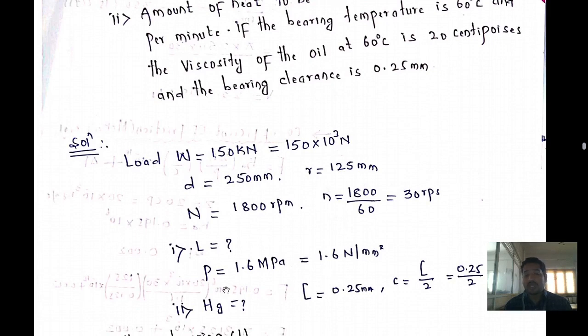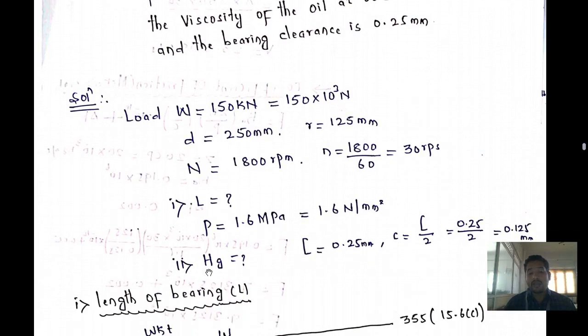Here the pressure is given as 1.6 megapascal. 1 megapascal should be equal to 1 Newton per mm square, you know very well. We need to find out the heat generated. Here the diameter clearance is given as 0.25 mm.